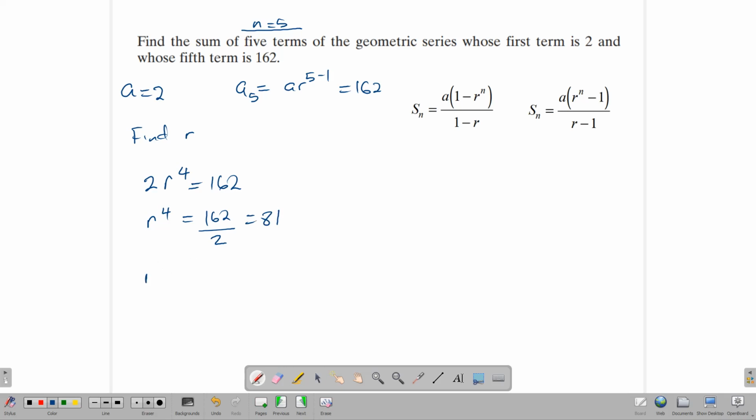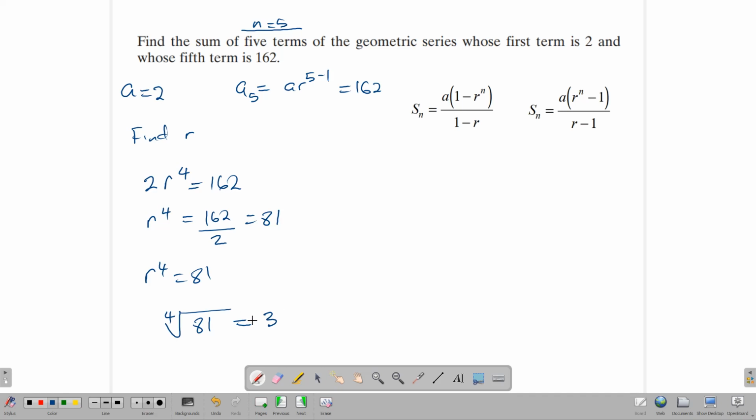And now, since r to the 4 is equal to 81, what we want to do is find the fourth root of 81. Of course, that is 3. 3 to the 4 is 81. So the fourth root of 81 is 3.